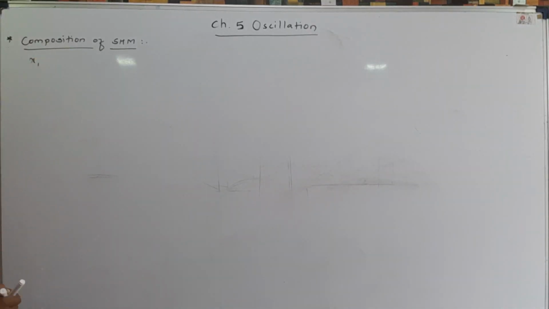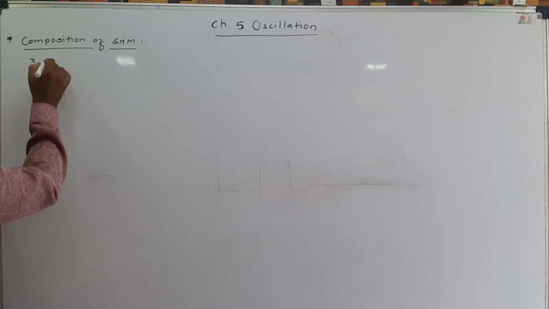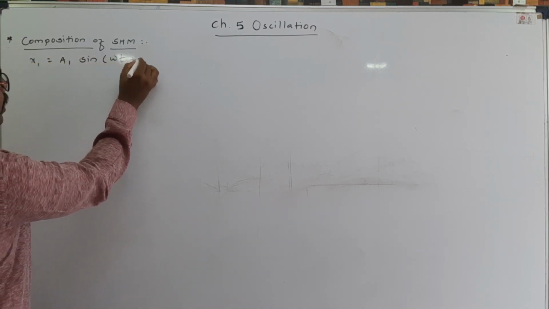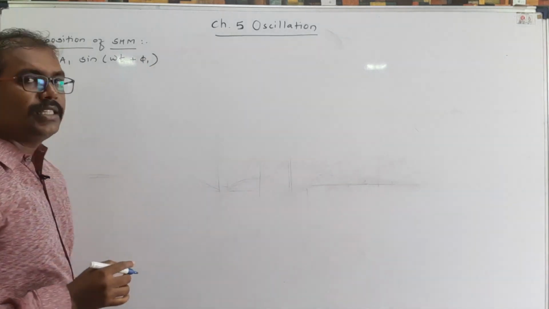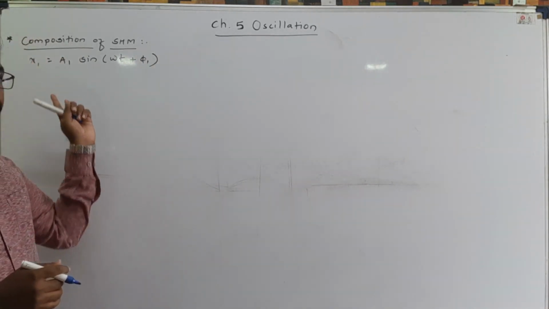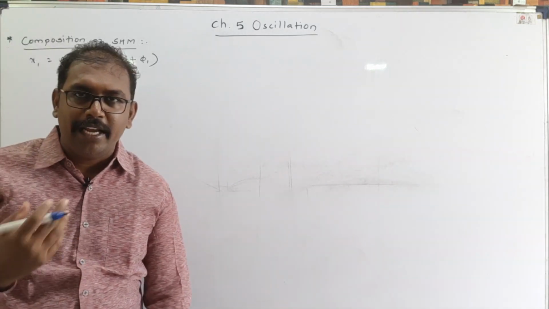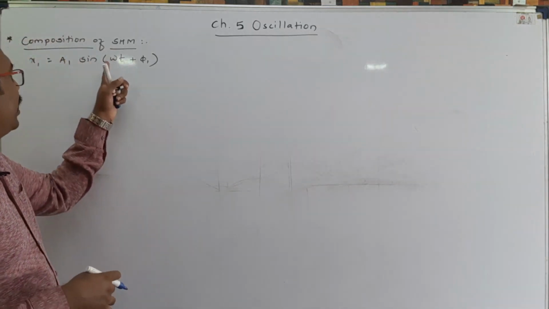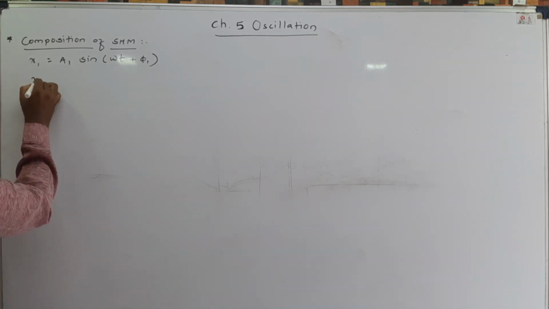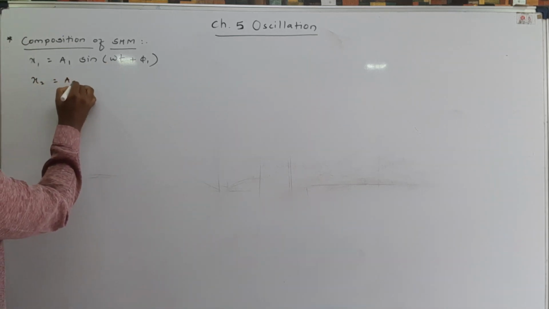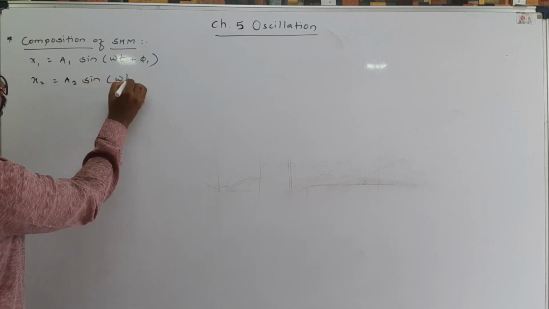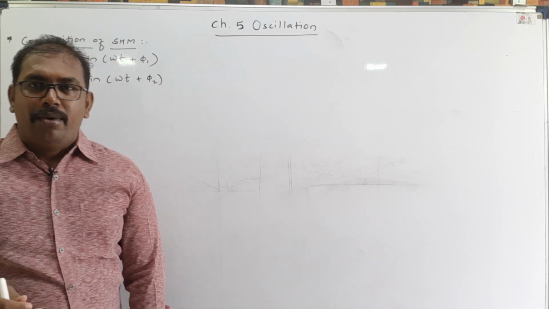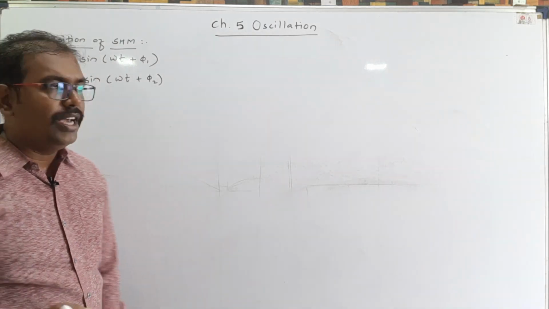So we consider two SHM. Let me write the first SHM: X1 is equal to A1 sine(omega t plus phi 1). We are considering two SHM with different amplitudes, A1 and A2, and initial phases phi 1 and phi 2. The period is the same, so I write omega only. The second SHM is X2 is equal to A2 sine(omega t plus phi 2). Now, the resultant of these two SHM we have to obtain.